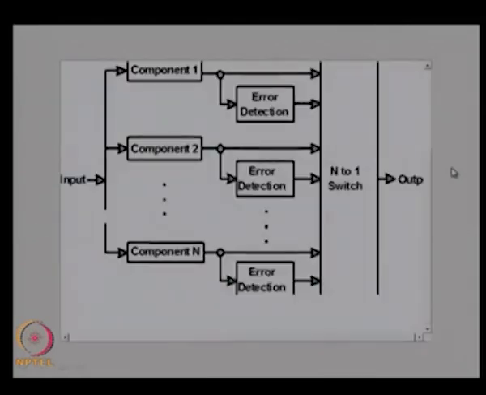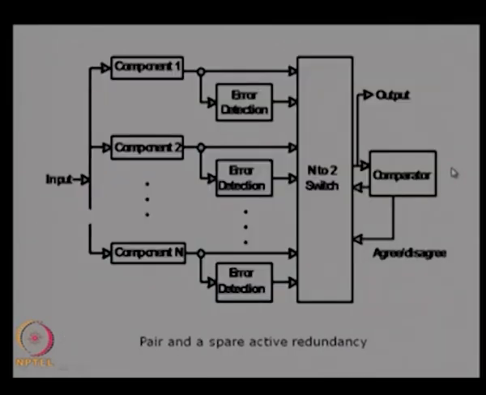Another method is the pair and a spare active redundancy. This is again another method of redundancy, active redundancy. This again can be hot or cold depending on the way the components are arranged. If the components are in active mode, then it is a hot standby. If they are in non-active mode, then it is a cold standby method. So here you can see the first part remains almost the same. You have components and error detection here. In addition to that, we have a switch.